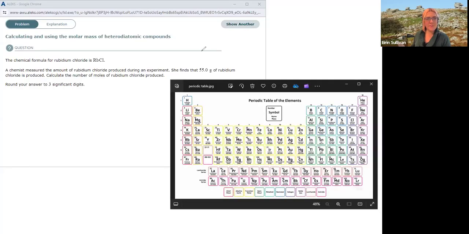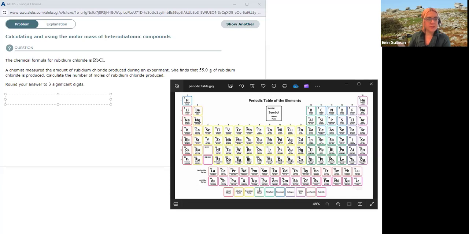Calculating and using the molar mass of heterodiatomic compounds, which basically means compounds where there are two different elements in them. So the key to answering these kinds of questions is being able to convert between mass in grams and amount in moles using molar mass. Remember that molar mass is essentially your equivalency between amount in moles and mass in grams.